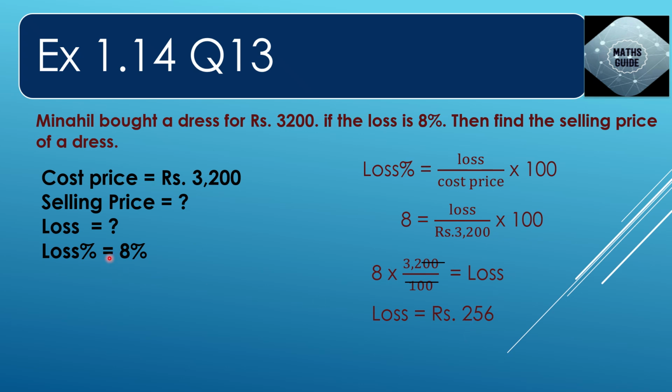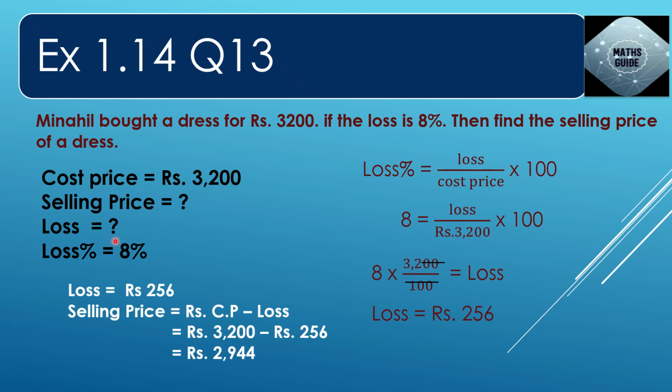Now that the loss is known to us, we can easily find out what is the selling price. Selling price is equal to cost price minus loss. So 3,200 minus 256 is 2,944. We subtracted here to make the selling price less than the cost price, so we will not add it.